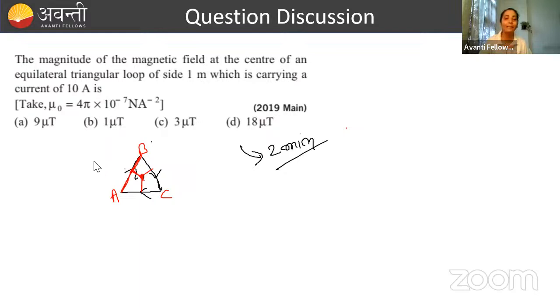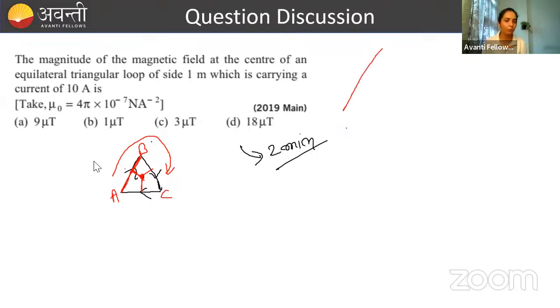Since the current is flowing in one sense, that is, if you see here, the current is flowing from AB to BC to CA. So in one sense, it is flowing like this. It means the current is flowing in a clockwise direction. So if the current is flowing in a clockwise direction, the magnetic field will be inward, right? So the magnetic field because of all these 3 rods will be in which sense? Direction inward. Now how will you find the magnitude?